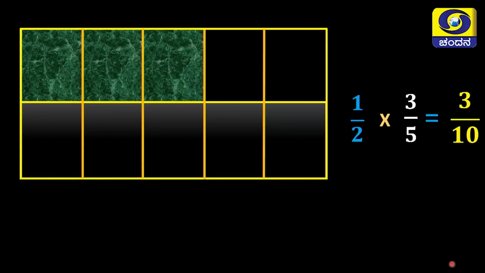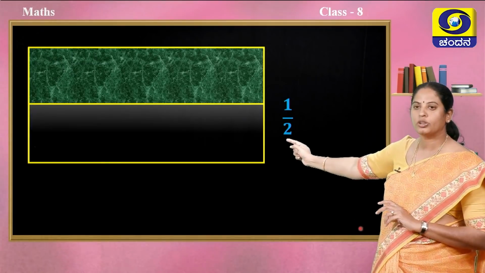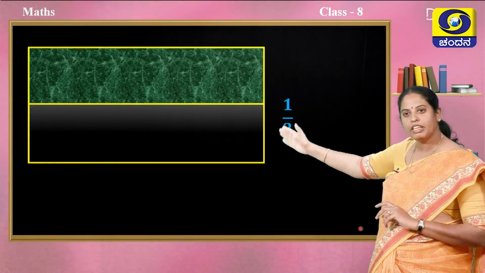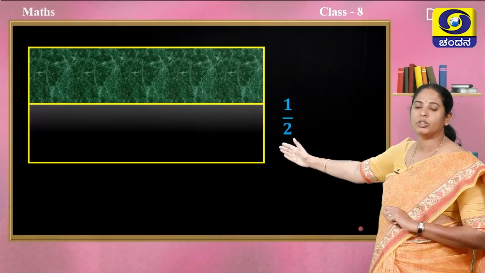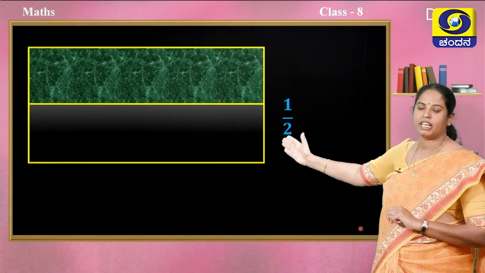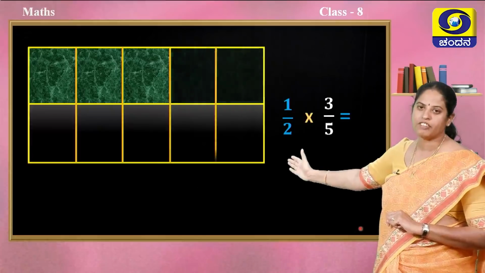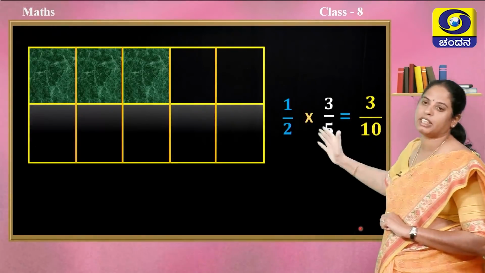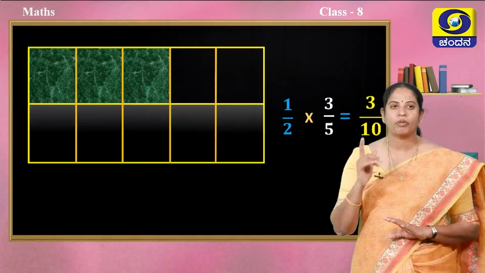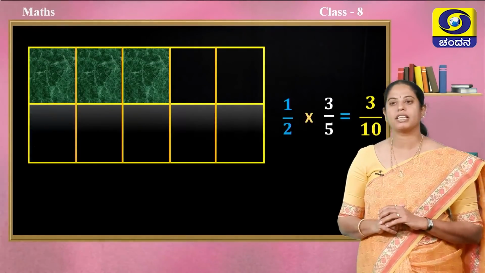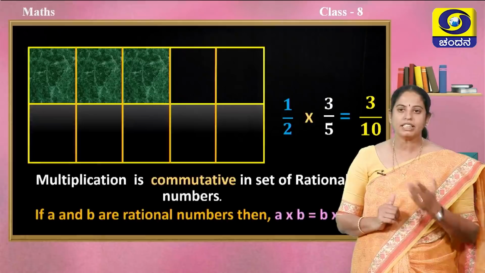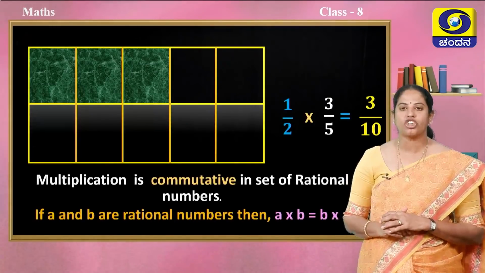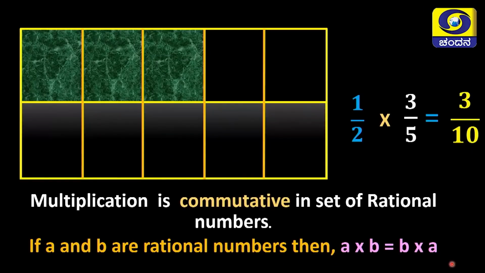Once again you observe, I have considered 1/2 part of the whole and this 1/2 part of the whole is divided into 3/5. When I multiply 1/2 by 3/5, I am getting 3/10. In both the cases, the product is the same, that is 3/10 only. By this we can say multiplication is commutative in the set of rational numbers. For any two rational numbers a and b, a into b is the same as b into a, children.